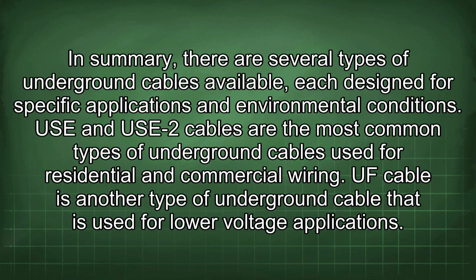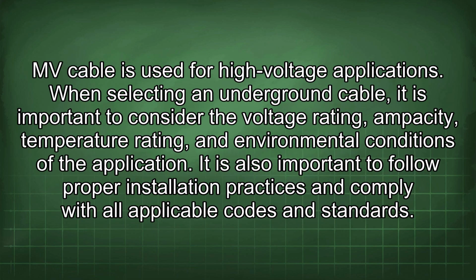In summary, there are several types of underground cables available, each designed for specific applications and environmental conditions. US and US M-2 cables are the most common types of underground cables used for residential and commercial wiring. UF cable is another type of underground cable that is used for low voltage applications. MV cable is used for high voltage applications.